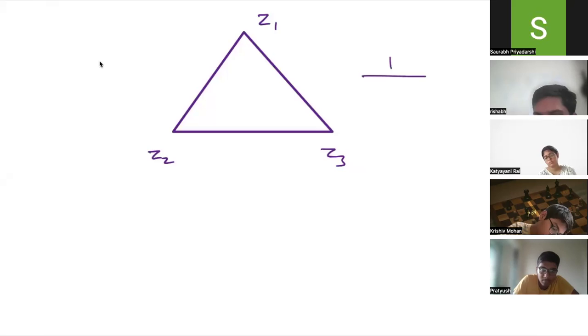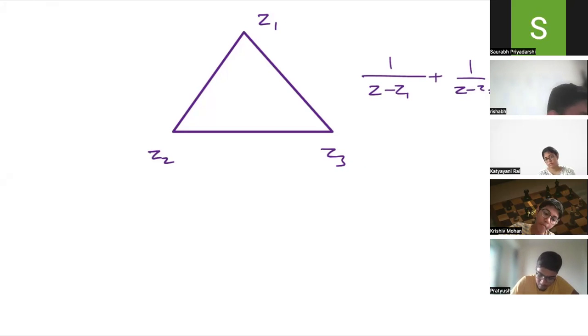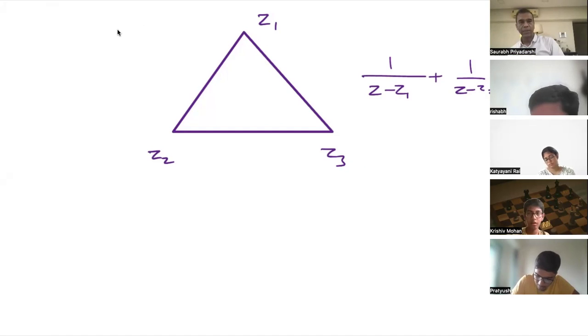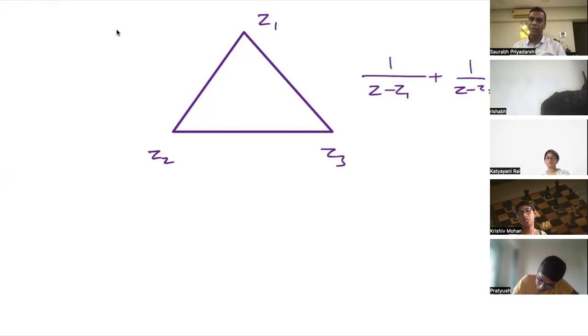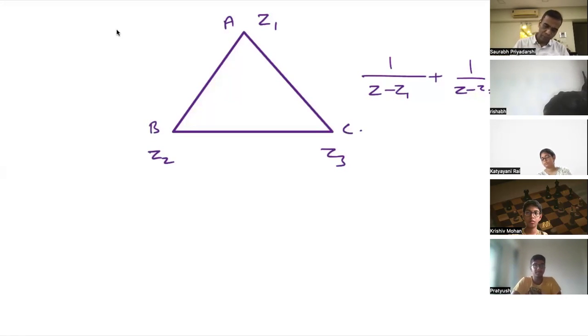such that 1 by Z minus Z1 plus 1 by Z minus Z2 plus 1 by Z minus Z3 is equal to 0, right? Then prove that the complex number Z must lie inside the triangle ABC.